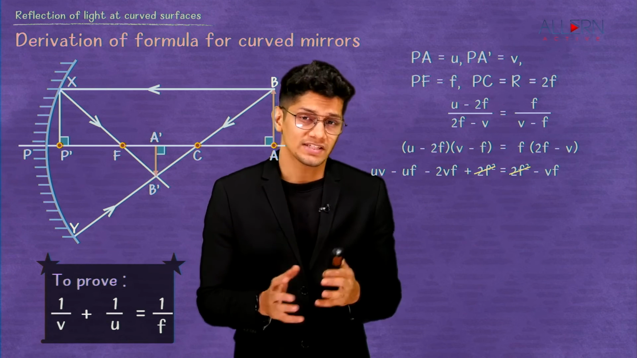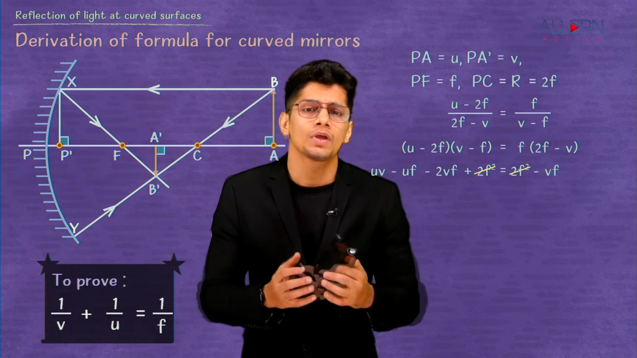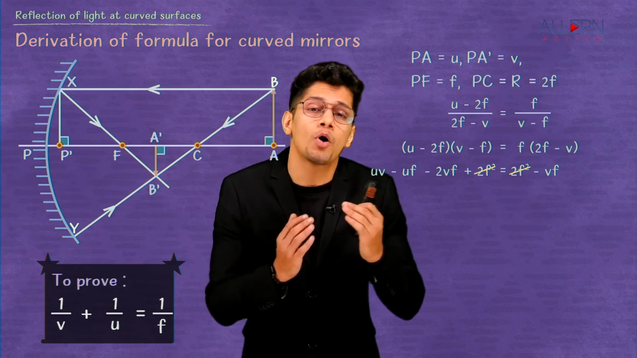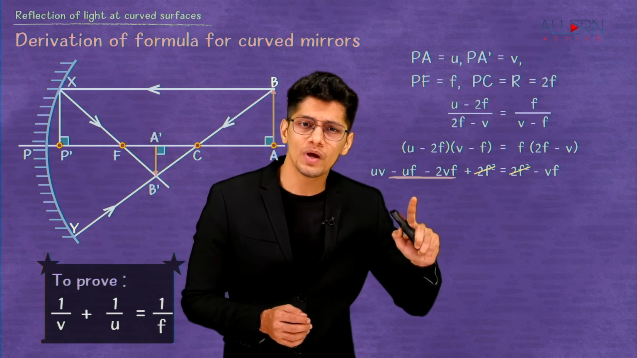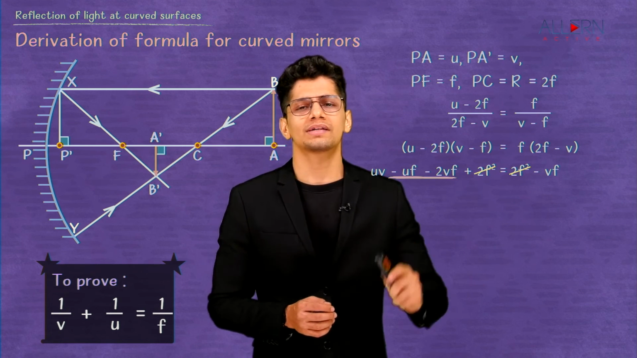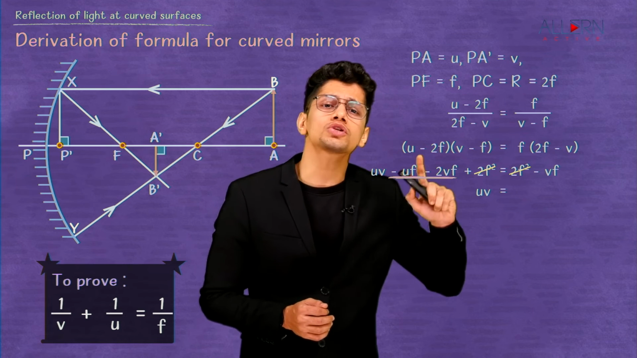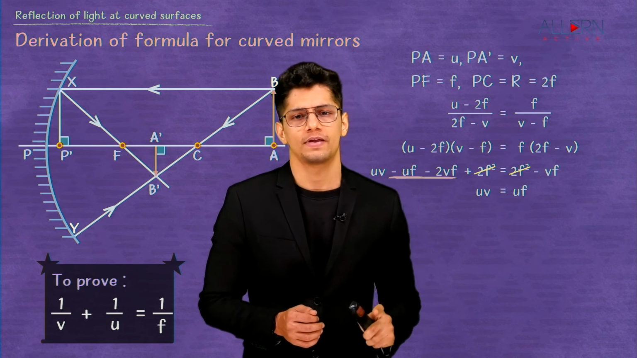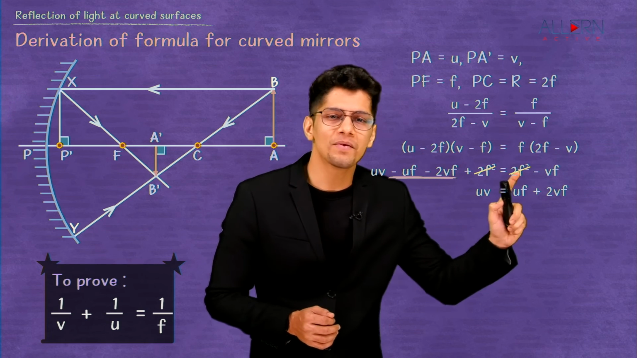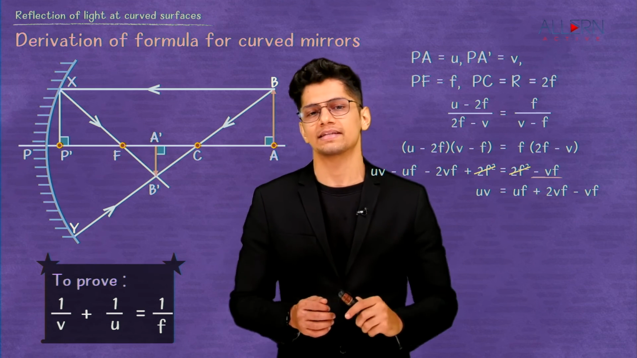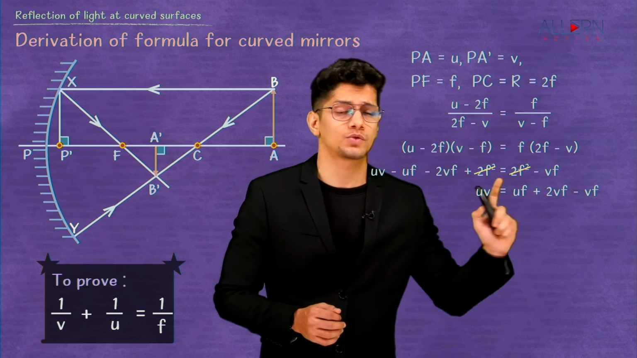That means if you see, some terms have f in it. So what we are going to do is, we are going to keep all the terms that have f in them on one side. So uv remains as it is, and minus uf, minus 2vf goes to the right hand side. So we write uv as it is, minus uf goes to the right hand side, becomes plus uf. Minus 2vf goes to the right hand side, becomes plus 2vf, and minus vf remains as it is. So we have uv is equal to uf plus 2vf minus vf.